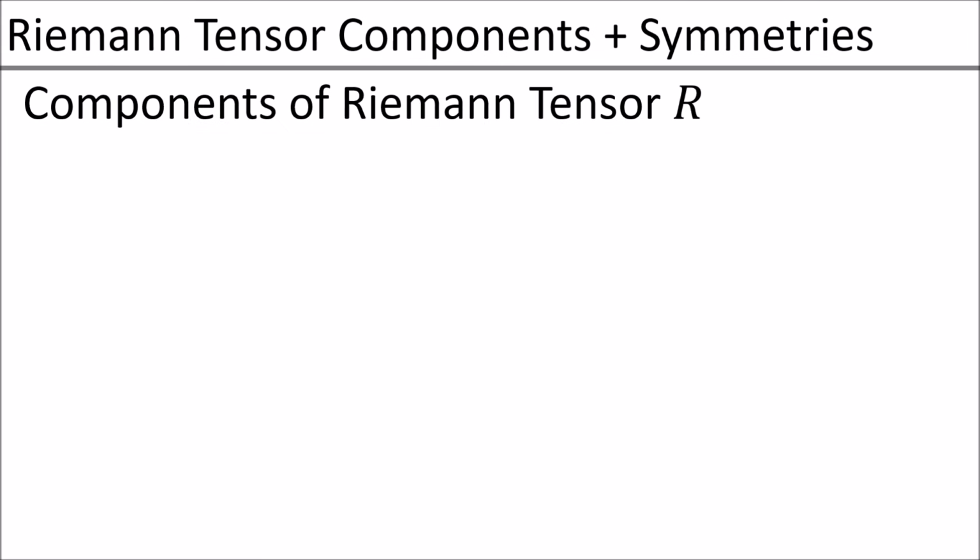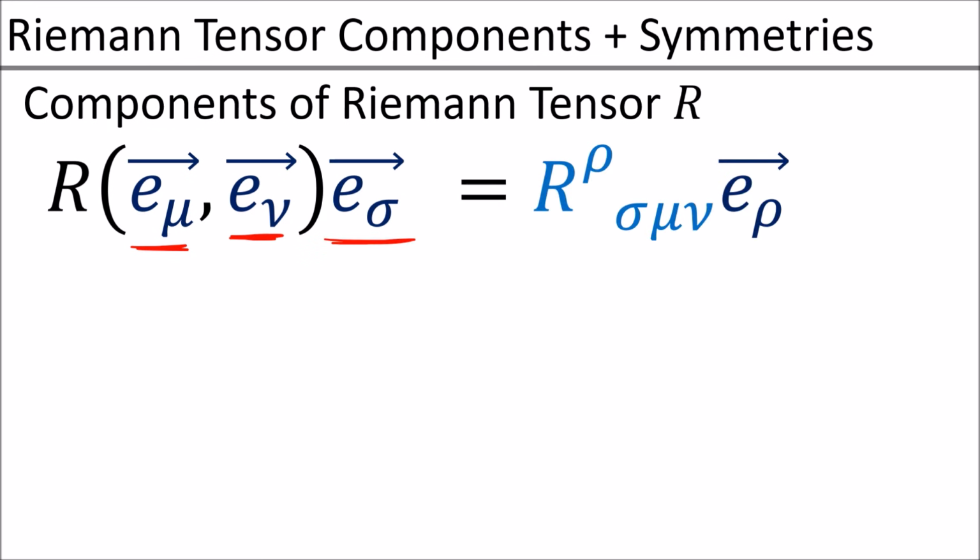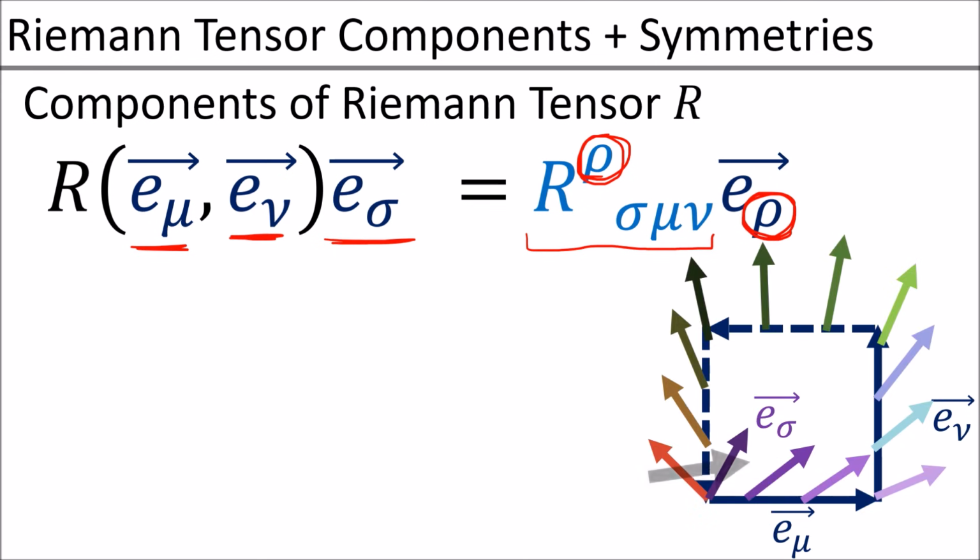The Riemann tensor components are the same way. To get its components, we just have the Riemann tensor act on basis vectors e mu, e nu, and e sigma, and we get its components. Now remember, the Riemann tensor takes 3 vectors as input and outputs a 4th vector. So notice that since the output is a vector, we also have an extra upper index rho that we use to sum with basis vectors, and this gives the output vector result.